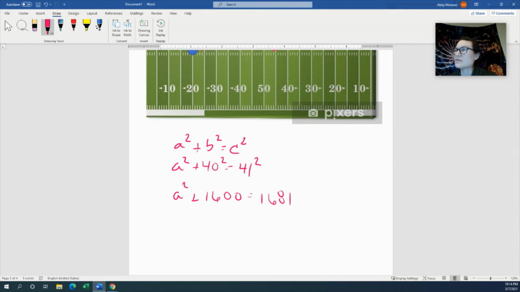Now I have to do some subtraction, right? I can't have this thing connected by addition here. So I'm going to subtract 1600 from both sides. Get used to doing this, okay? I'm left with A squared, because remember, this cancels out. 1600 minus 1600 is 0. That's the whole thing. We're trying to get it to 0. Now this is going to just be 81.